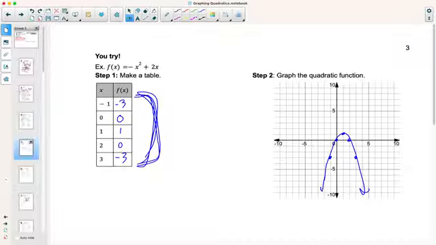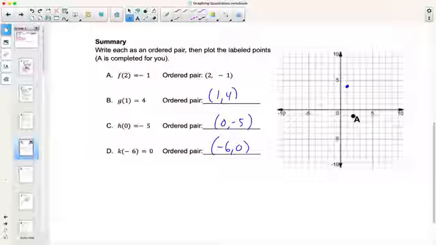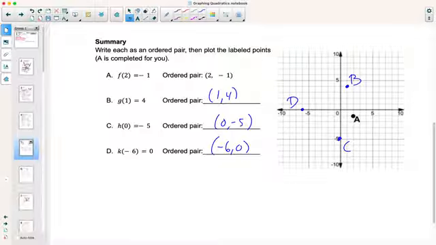Okay, all we're doing is graphing a quadratic equation. This here is a quadratic. The picture itself is called a parabola. And a little summary. Again, you should do this on your own right now. Pause the video. And hopefully you actually pause the video, and here we go. This ordered pair means it's a 1, 4. This one, 0, negative 5. And this one, negative 6, 0. So I'm going to graph all those. 1, 4, right there. Okay, that's B. 0, negative 5, right there. That's C. And negative 6, 0, that is D, right there.